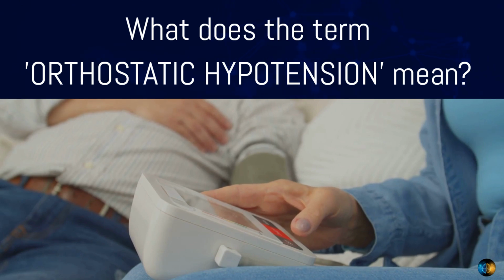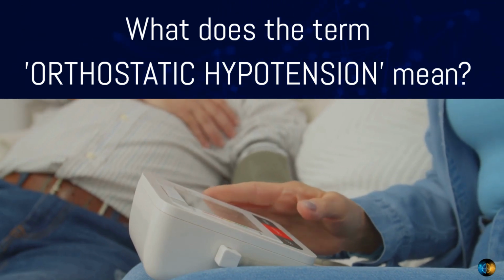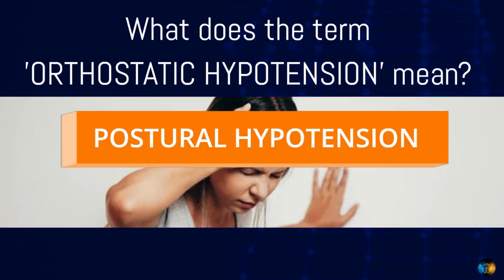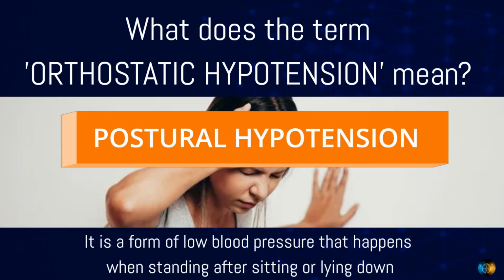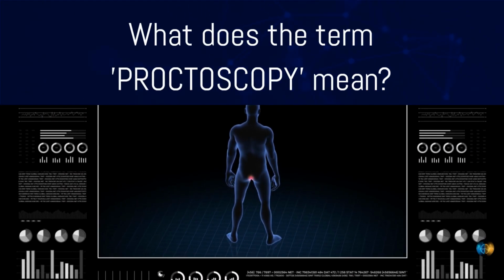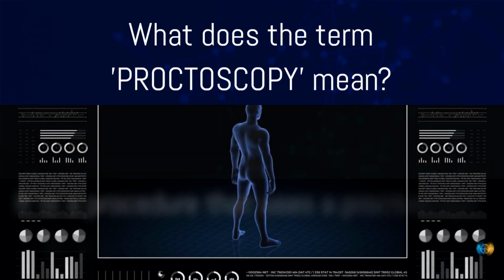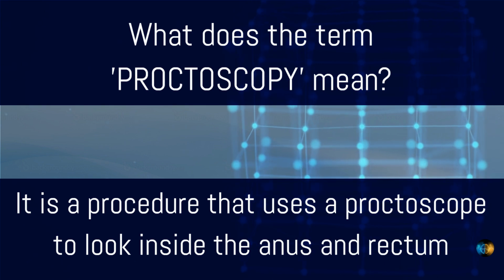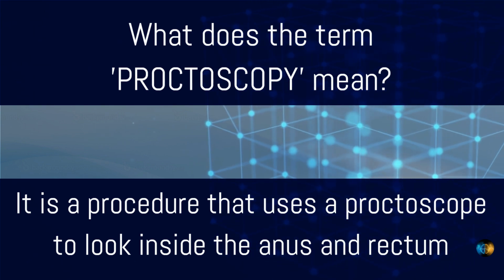What does the term orthostatic hypotension mean? Postural hypotension. It is a form of low blood pressure that happens when standing after sitting or lying down. What does the term proctoscopy mean? It is a procedure that uses a proctoscope to look inside the anus and rectum.